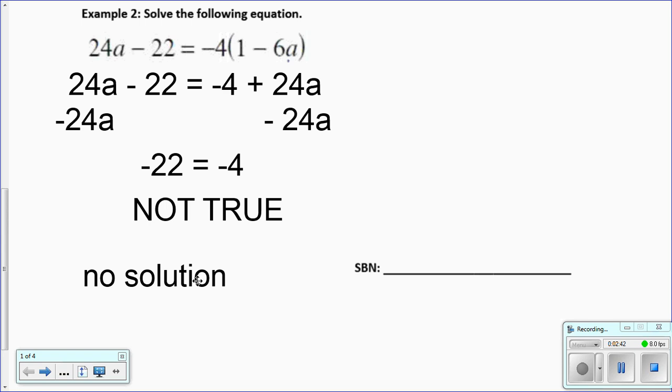To write no solutions in set builder notation, you're basically just writing an empty set. There's nothing that'll work for a. Okay? So you don't have to worry so much about the set builder notation stuff, but no solution is when it doesn't come out equal and all the variables are gone.